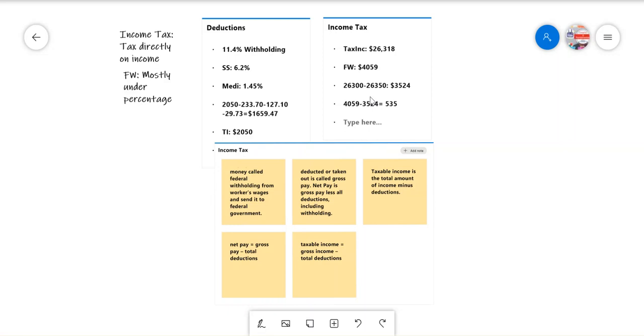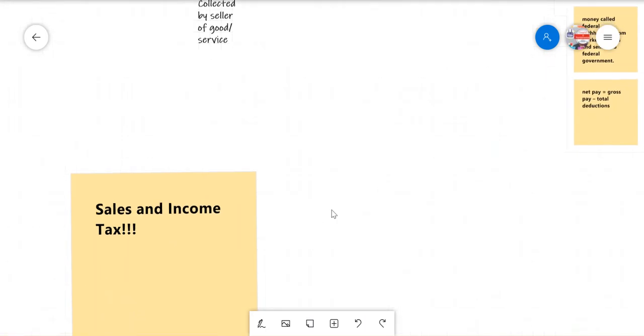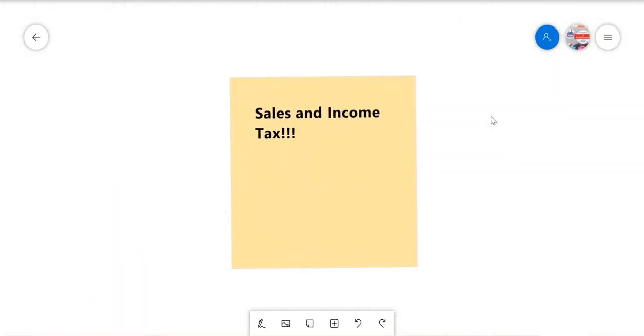So today we learned about sales tax and income tax. We learned how to calculate them and what exactly they are used on and how the government collects it. Next time we will be discussing compound and simple interest and comparing and contrasting it as well as calculating it.